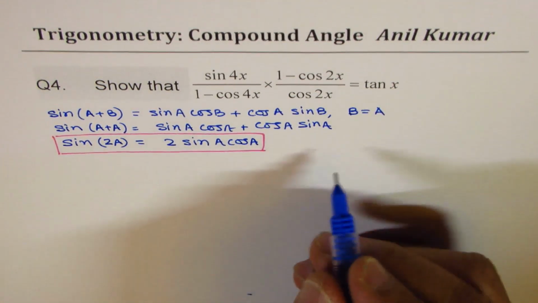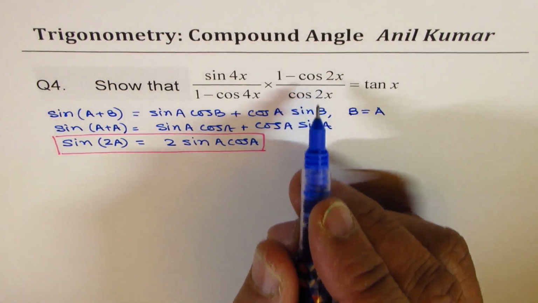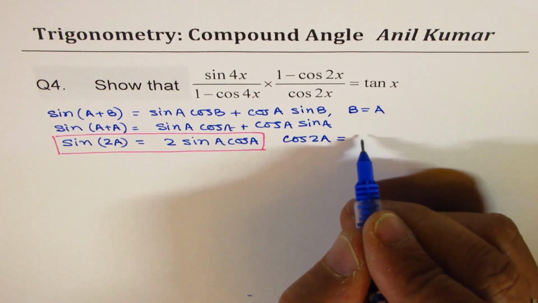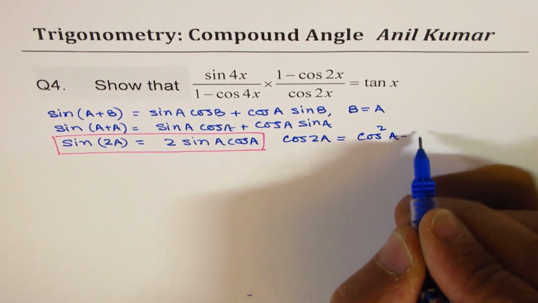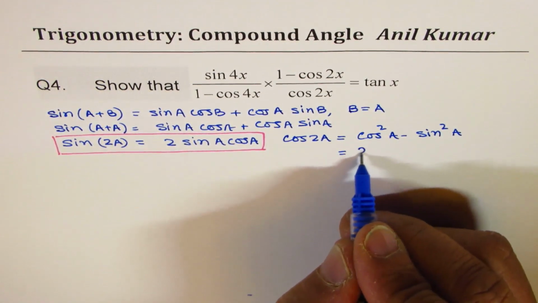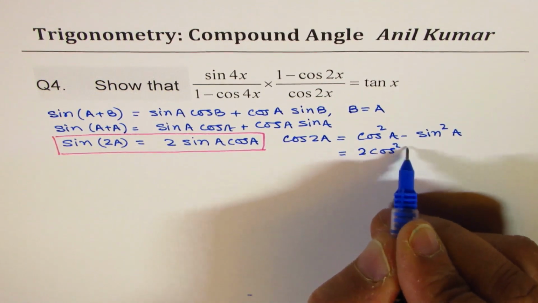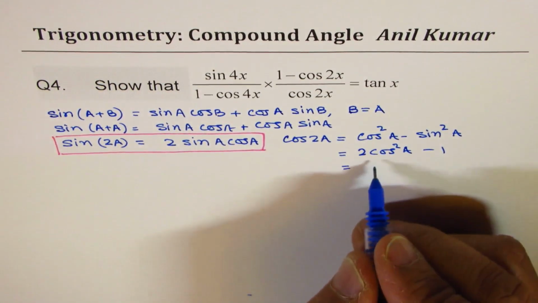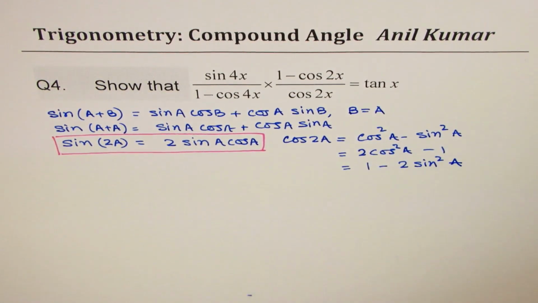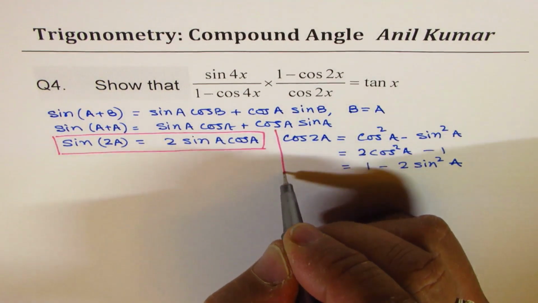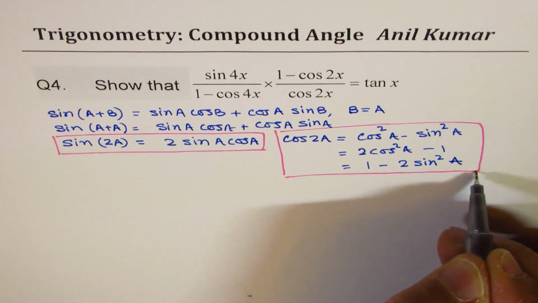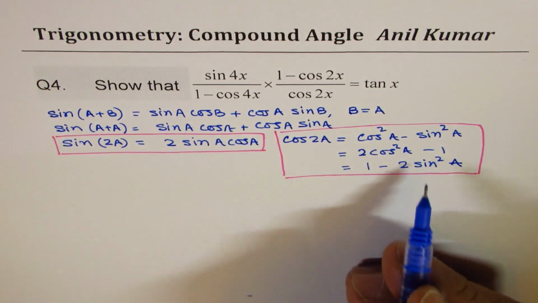Previously, we derived three formulas for cosine, right? Let me rewrite them. We say cos 2a is equal to cos square a minus sine square a. We also found that this could be written as 2 times cos square a minus 1, and also it could be written as 1 minus 2 sine square a, correct? So these are the three formulas which we did in the last section. You can always go back to it and see how we got those results.